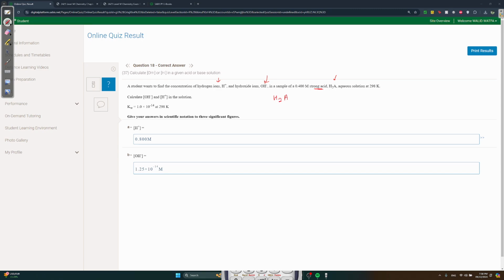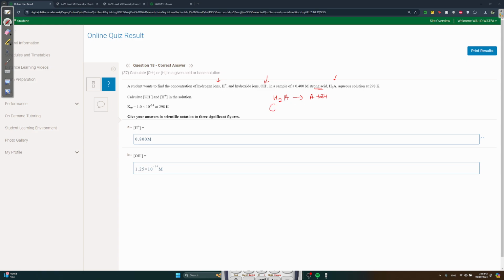You write the dissociation: H2A dissociates to form A plus 2H. Usually it's just A and H, but let's say I wrote H. The dissociation has to be balanced. Here it's 2, here it's 1, so I have to multiply by 2.